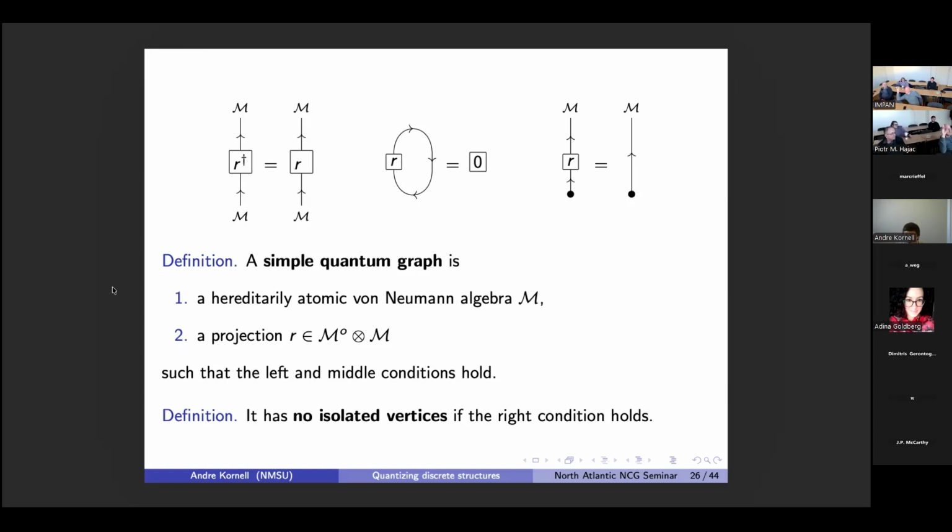May I have a question? Yes. Your projection R classically is simply a subset. It's a subset of X times X. Of pairs. Yes. So in your graph, speaking about graph, you are speaking about what?